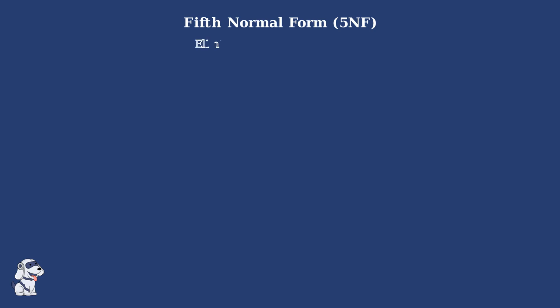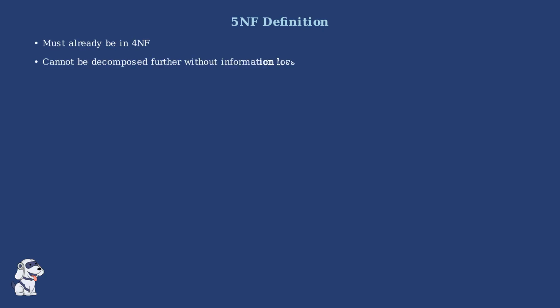Fifth normal form, or 5NF, represents the highest level of normalization commonly discussed in database theory. It requires that a table already be in fourth normal form and addresses a very specific type of dependency called join dependencies. Fifth normal form has 4 key requirements.